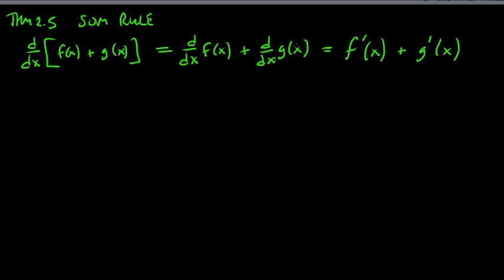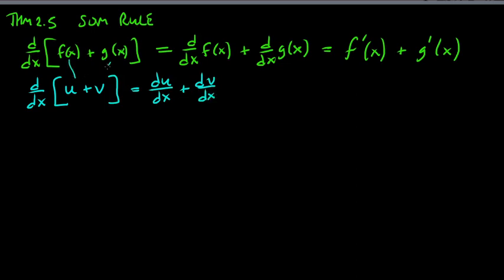Again, why that works goes back to the definition. If you want to do the limit definition, go right ahead. But this should at least make some sense in terms of the limit of a sum is the sum of the limits, right? Another way to write this, by the way, is if, let's say, we have two quantities, u and v, the derivative of u plus v is just the derivative of u plus the derivative of v. So that's if your f and g are just variables like u and v. So either way.